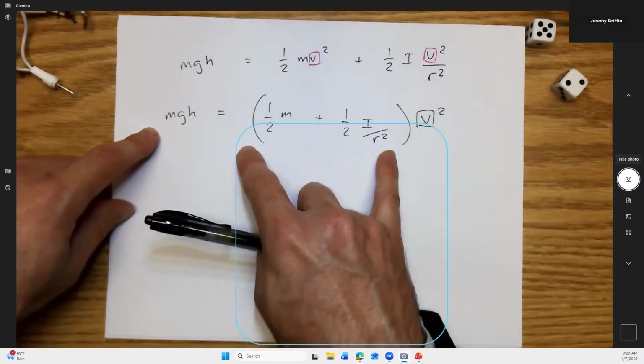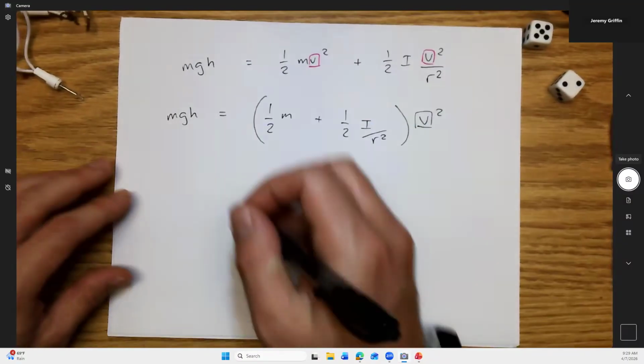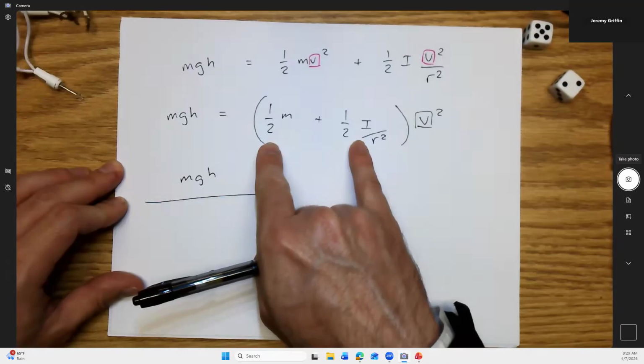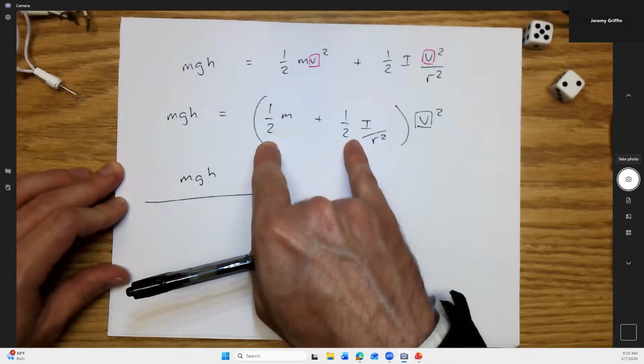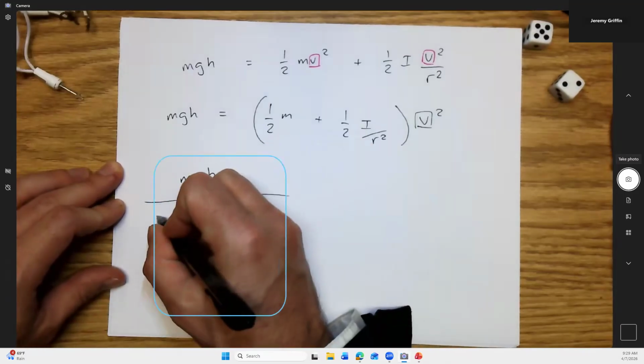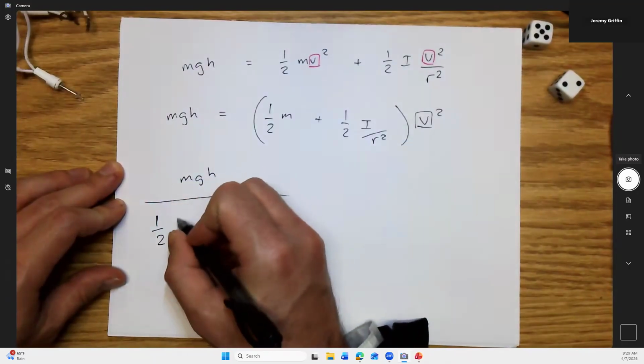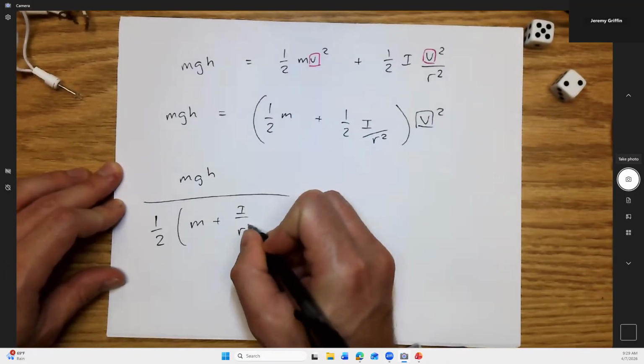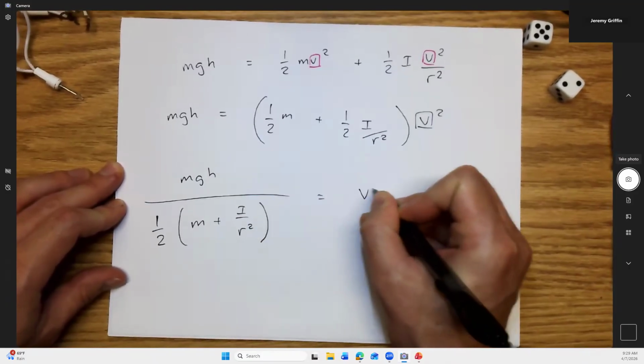Now can I take everything in parentheses and divide it down? It's mgh over, can I pull a 1/2 out? Is that okay? Pull 1/2 out. So it'll be 1/2 here, and then m plus I over r squared. This is equal to v squared.